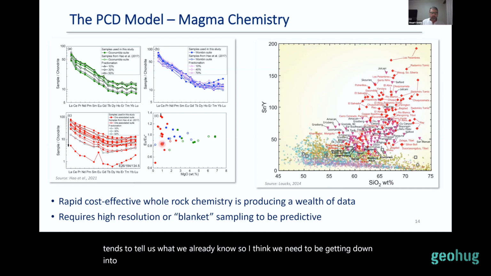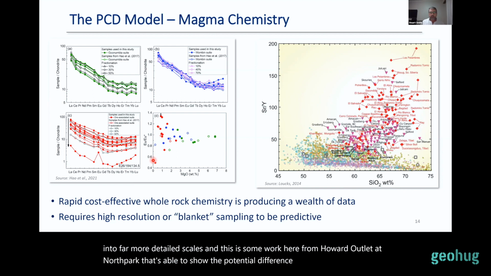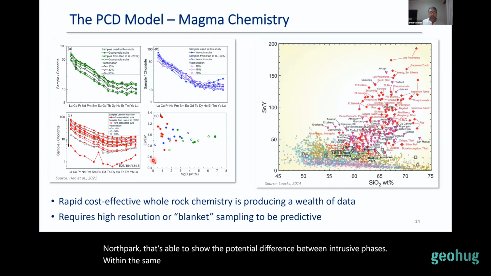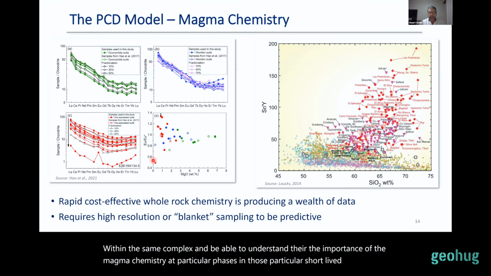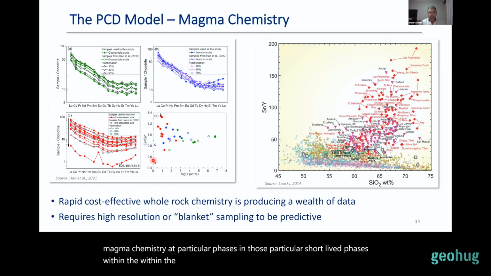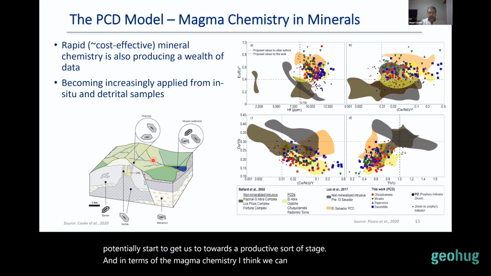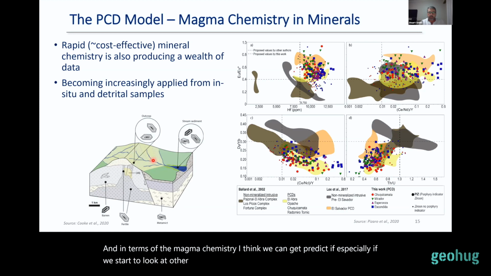and this is some work here from Howard out at North Parkes. It's able to show the potential difference between intrusive phases within the same complex and be able to understand the importance of the magma chemistry at particular phases, in those particular short-lived phases within the intrusion, with the overall intrusion complexes, and that can potentially start to get us towards a predictive sort of stage. And in terms of the magma chemistry, I think we can get predictive, especially if we start to look at other mechanisms for understanding the magma chemistry that allow us to take a big picture sort of approach to that and allow us to sample large areas.